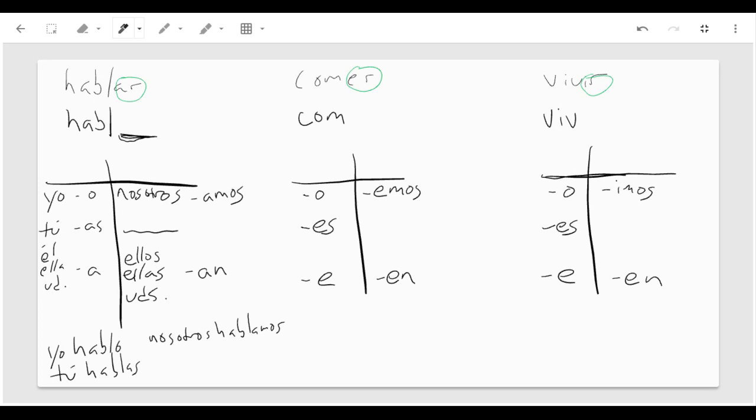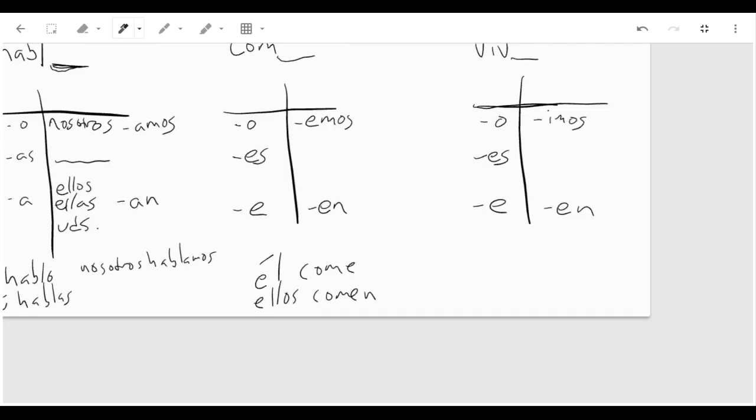And it's the same thing for our ERs as well as our IRs. We're just going to add it in. So we'll just do a couple with these. Él come. Ellos comen.